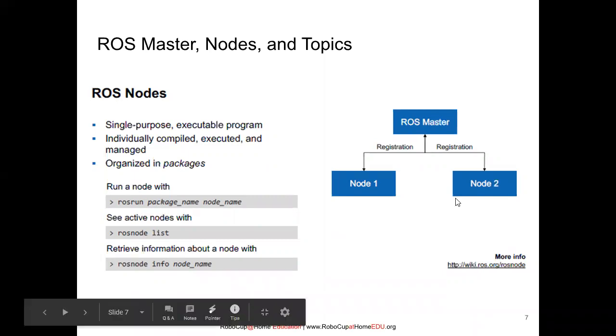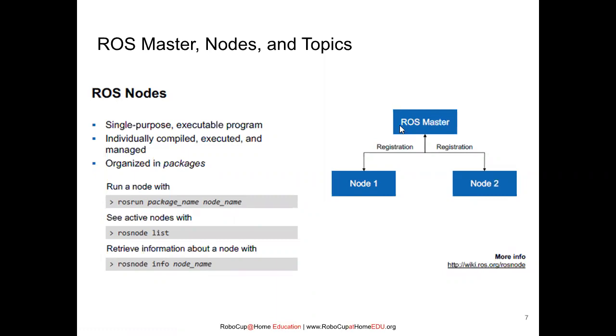When you look at this graph or diagram, we have a ROS master, which you can consider as one process, the main process. And then we have the other ones, which are node 1 and node 2, which the master coordinates. And then the way of communication is like this.